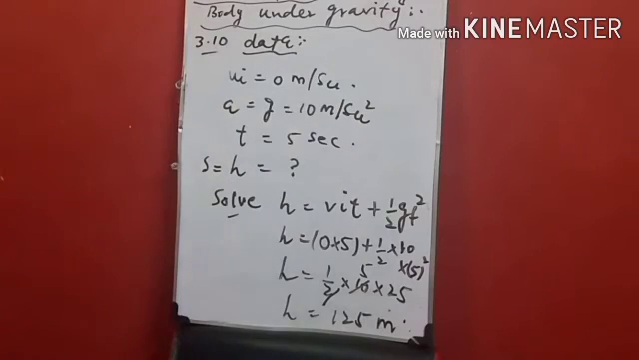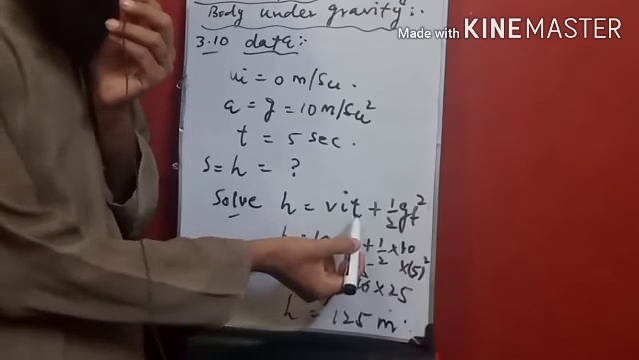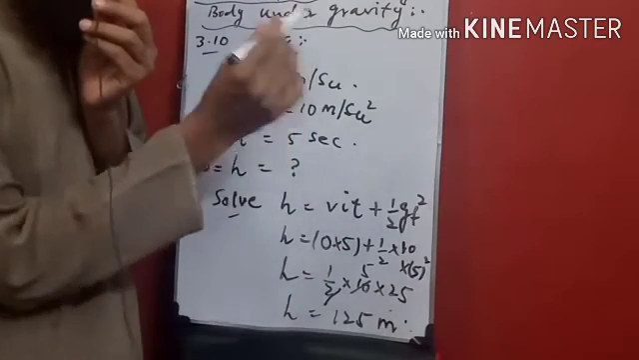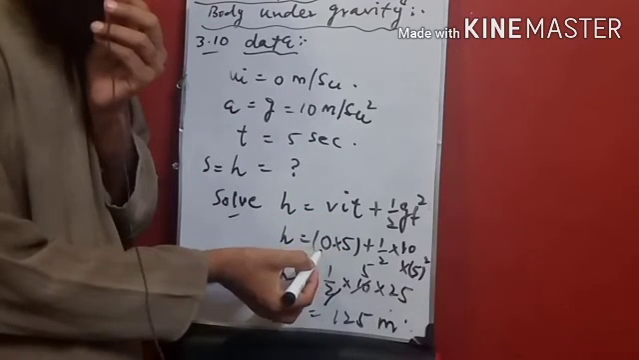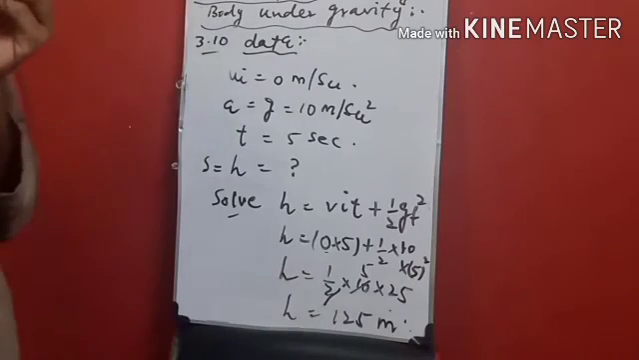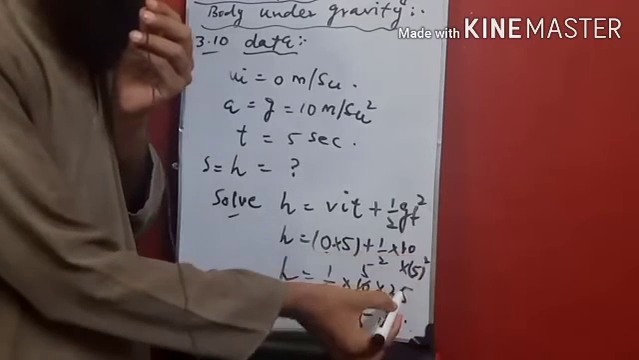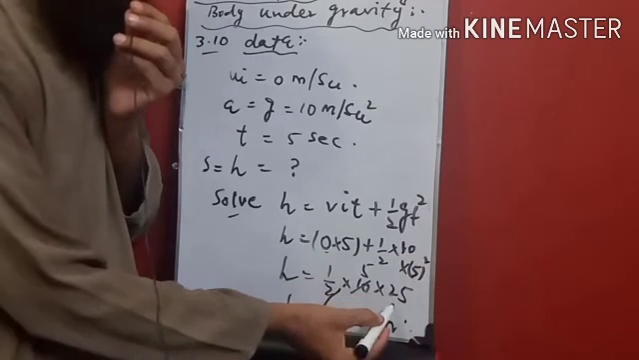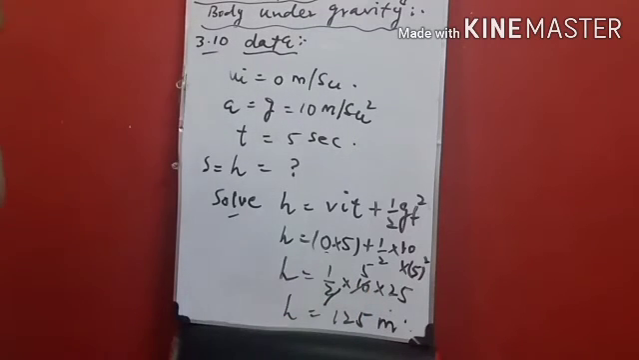So we put the values in the formula. H is equal to ViT plus half AT square. Vi, the initial velocity, because the body falls from a height, is always 0, multiplied by time 5, 0 multiplied by 5 is 0. So in the next step, I will not take the 0 over here, but 1 upon 2 multiplied by 10 multiplied by the square of 5, which is 25. Now 2 1s are 2, 2 5s are 10, and 25 5s are 125 meter, which is the height of the tower.